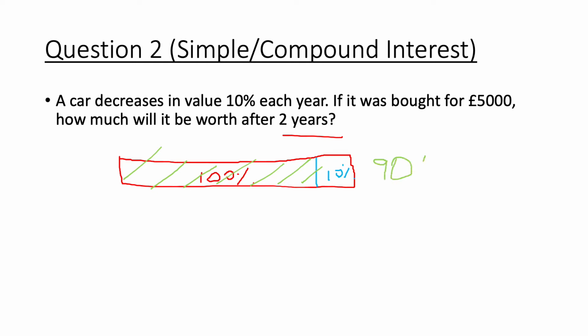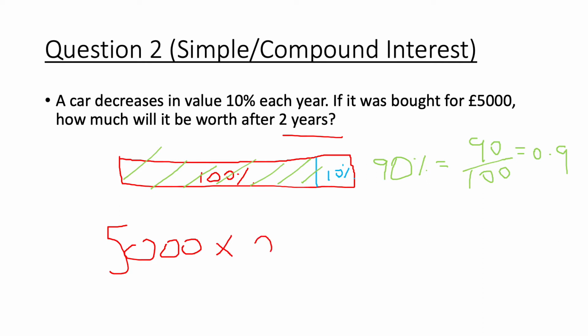So that is the percentage multiplier. Now, 90% is the same as saying 90 out of 100, which is 0.9 as a decimal. So the sum is going to be 5,000 multiplied by 0.9 squared. And the reason why it's squared is because it's after 2 years. So it's 5,000 times by 0.9 times by 0.9 because it's decreasing over 2 years.